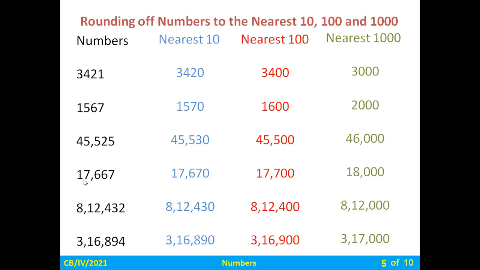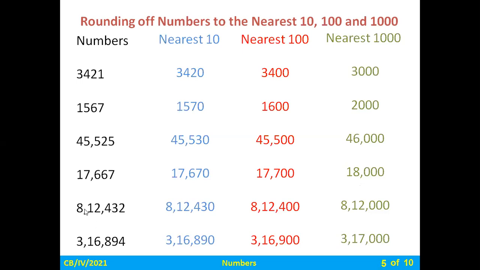Now similarly 17,667. In this we have to consider 7,667, which is greater than 7,500 because it lies between 7,000 and 8,000. So as this number is greater than 7,500, it got rounded off as 8,000. The remaining higher value remains the same. So this complete number got rounded off as 18,000.